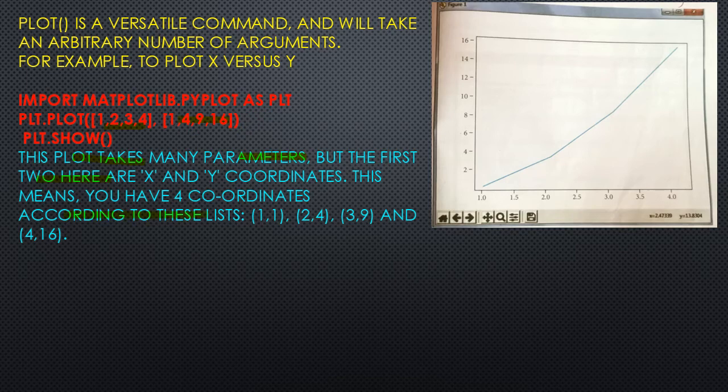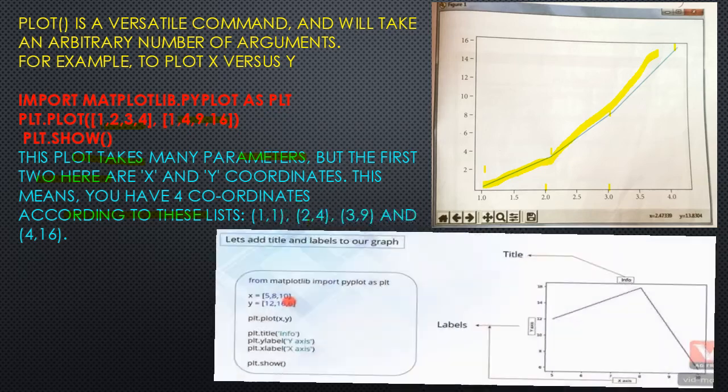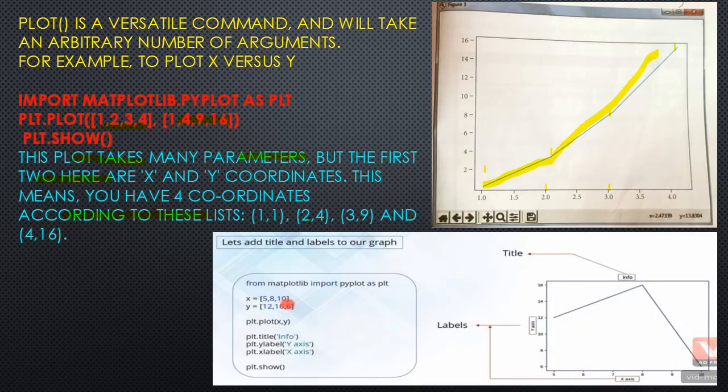This means you have 4 coordinates, according to this result: 1, 1, then 2, 4, then 3, 9, and then 4, 16. This is the line. After finishing, when you draw the line, first of all you get this line chart, the line plot. Here also I give you another example.